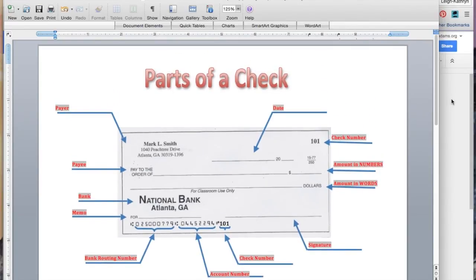Okay, the next thing that we're going to do is actually start to complete a check register. So give me a second here. I need to pass out a packet for everybody, and in the packet you will have a blank register, a transaction worksheet, deposit slips, and checks. And we're going to fill this all out today. Hopefully we'll finish today. If not, we'll finish this up on Monday.